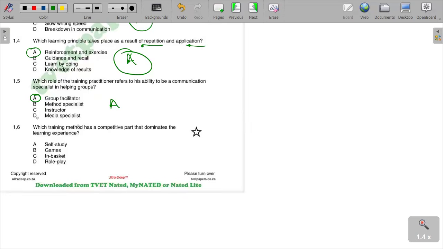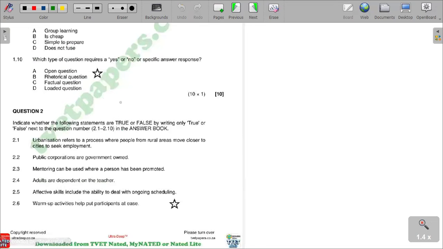Which training method has a competitive part that dominates the learning experience? Whereby there is competition, right? You can find that games, there is a win and a loss. One part wins and the other part loses. So there's competition to win. That's what we call games. Games, that's a training method that can facilitate competition, right? So let's move on to the next question.